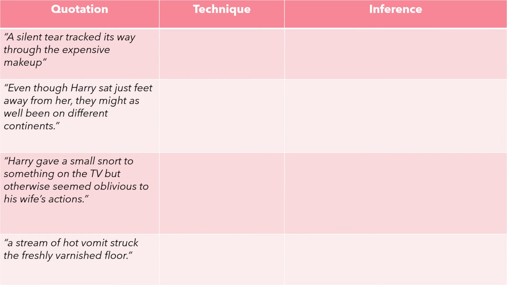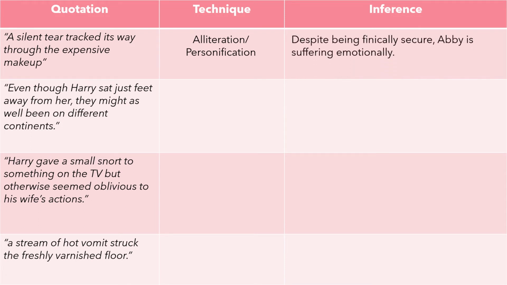So now what we've got is a few of the quotations that we looked at previously. We also have a few more that have come from the rest of the extract, which was from lines 22 and below. So we have our first one, obviously, a silent tear tracked its way through the expensive makeup. And we can say that we have alliteration here with the tear tracked and also personification. So from this we can infer that despite being financially secure, Abby still seems to be suffering emotionally.